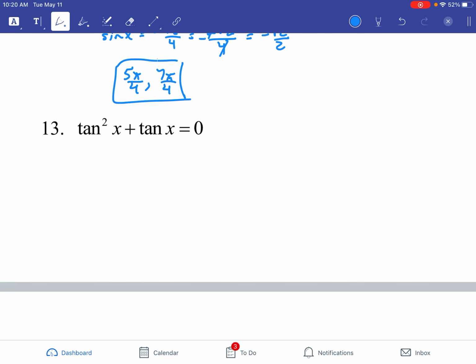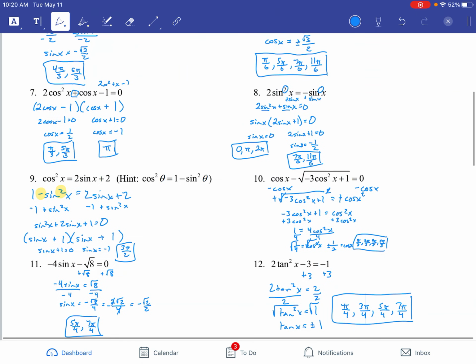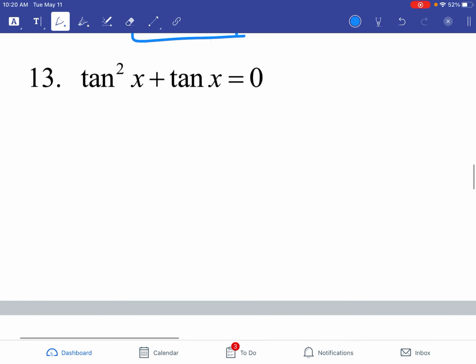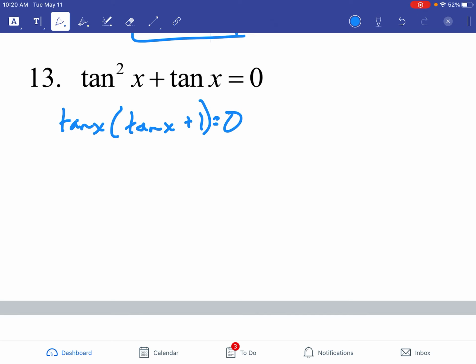For this tangent, it's kind of like the problem we had above in question number 8, where we had two sine values. We can take the greatest common factor out of the tangent, so we're going to have tangent of x times the tangent of x plus 1 equals 0. Okay, so we have the two factors: tangent of x is equal to 0, and tangent of x plus 1 equals 0. If we solve the second equation by subtracting 1, we get these two things.